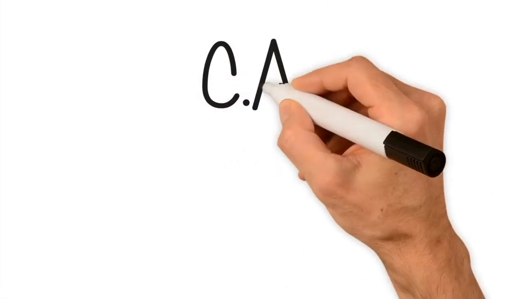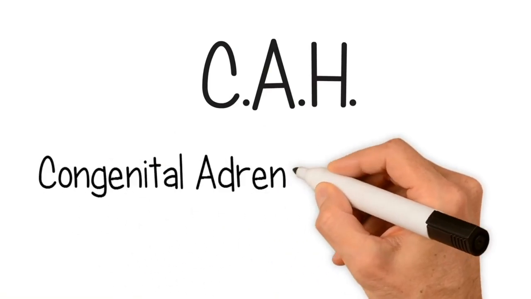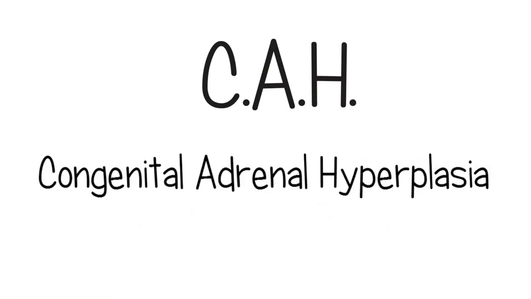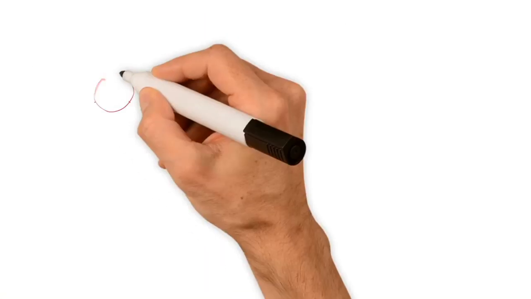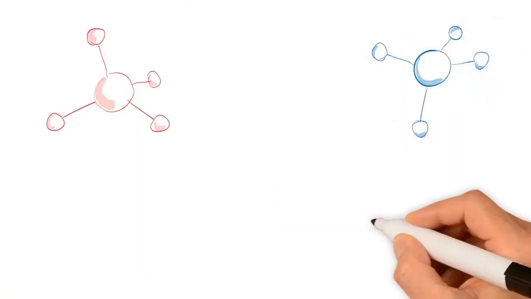Hello. In this health sketch, we want to talk to you about CAH, which stands for Congenital Adrenal Hyperplasia. Congenital means it's present from birth, adrenal refers to the part of the body affected, and hyperplasia describes the change that happens. CAH is a condition about hormones.